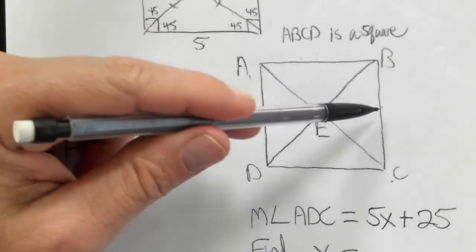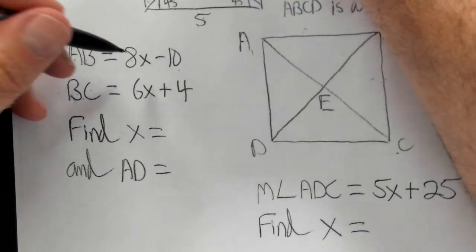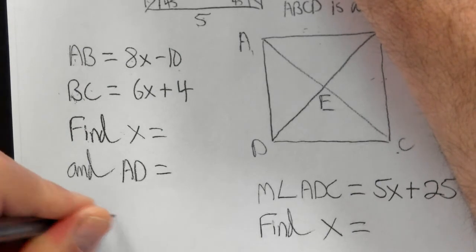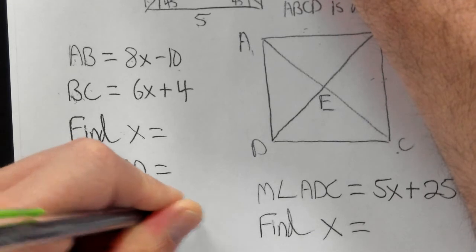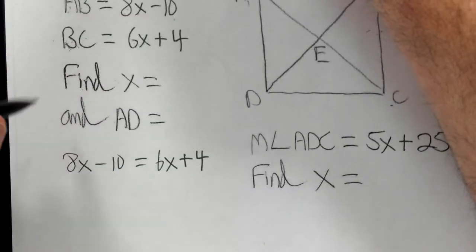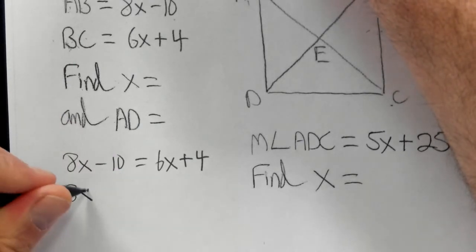Well, what do we know about all the sides? They should be the same length. So the equation I'm going to make is setting these two equal to one another. So it's going to be 8x minus 10 is equal to 6x plus 4. And so now all the regular numbers go to one side. The x's go to the other.